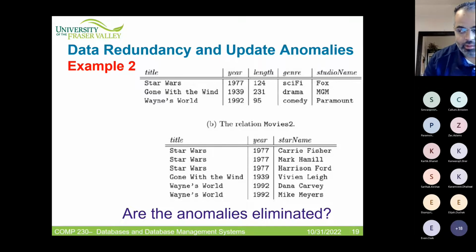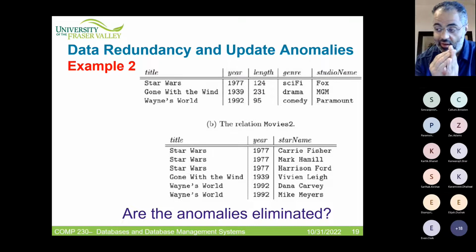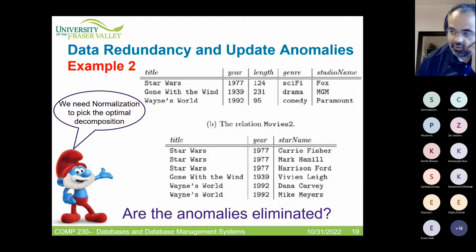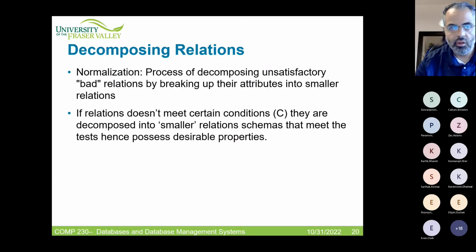So now, is this anomaly eliminated? I can say there are still some duplications that I can't avoid. However, I have fewer anomalies and less redundancy. Having redundancy in the data will open the door for anomalies. So as Papa said here, we need normalization to pick the optimal decomposition. What would be the optimal decomposition that we should consider here? How are we going to decompose? We need normalization in this case.